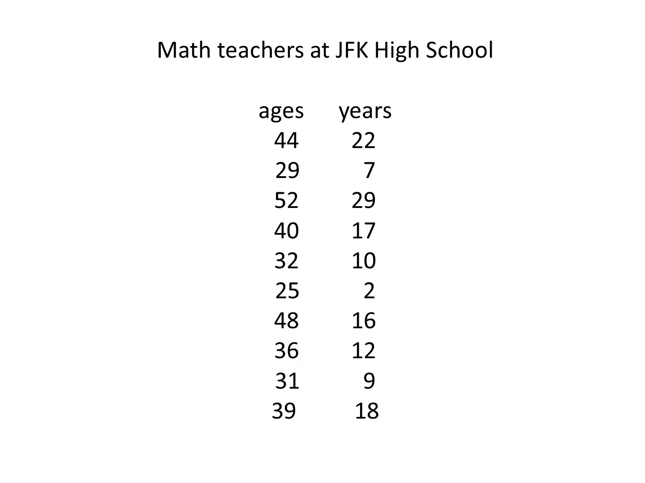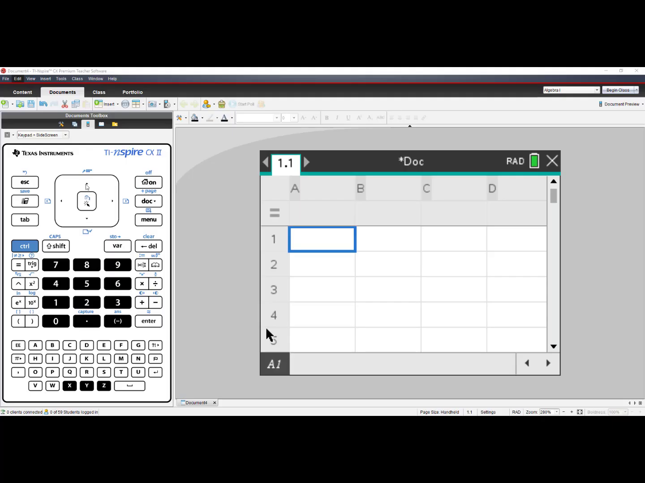For our example, we'll look at math teachers from JFK High School. We'll compare the ages of the teachers and the years of experience in the classroom. Here's our data, which we will use for this example. Now let's enter in our information.